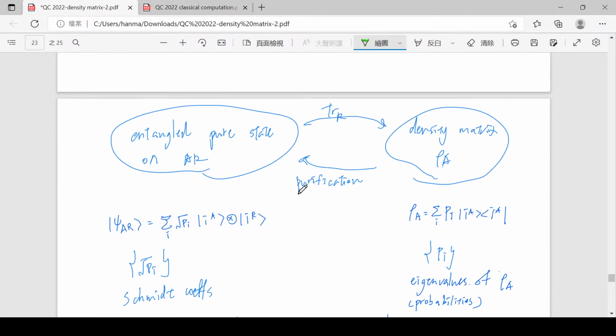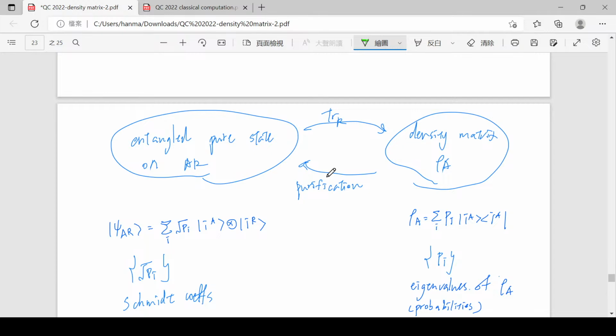And we can summarize this a little more generally. In this class, we have talked about the relationship between an entangled pure state on two systems AR, and a mixed density matrix on rho A. When you want to go from this entangled pure state to your density matrix, what you do is the partial trace operation on your system R. And if you want to go from a density matrix on rho A to find the corresponding entangled pure state, what you do is purification.